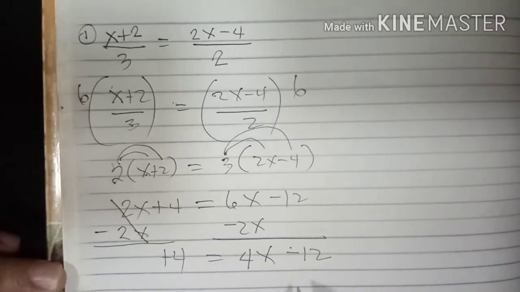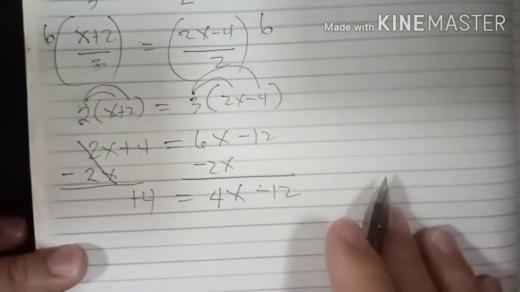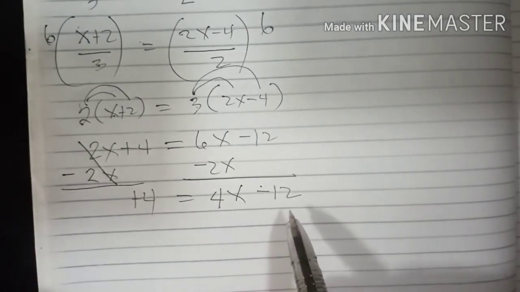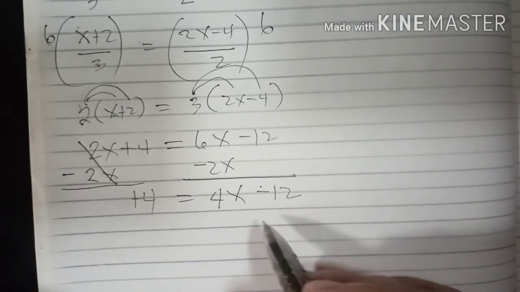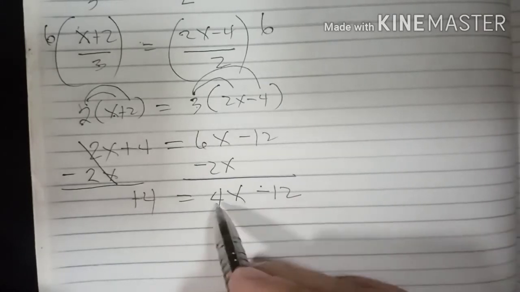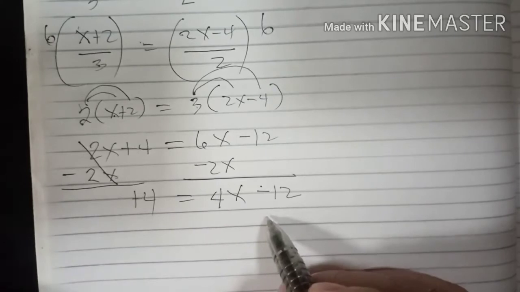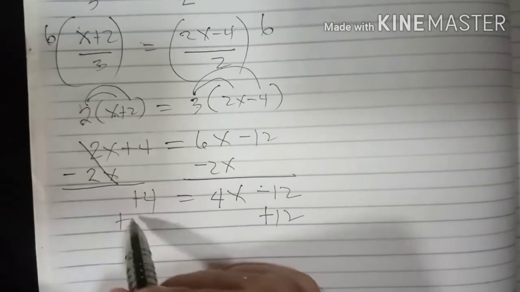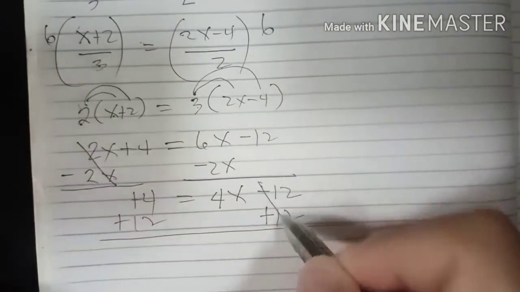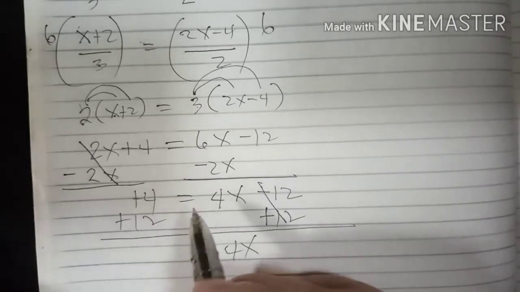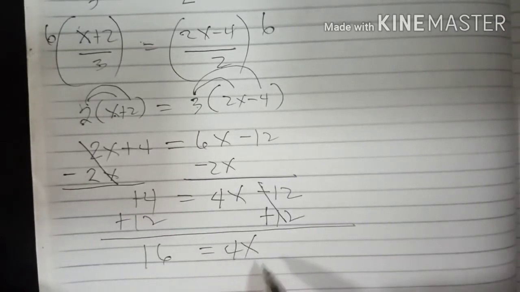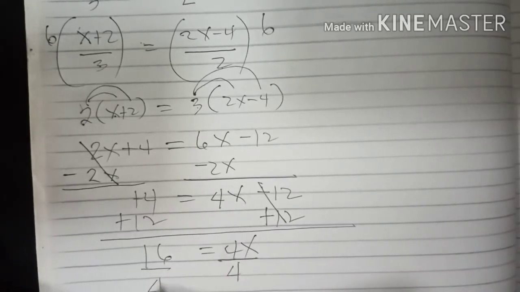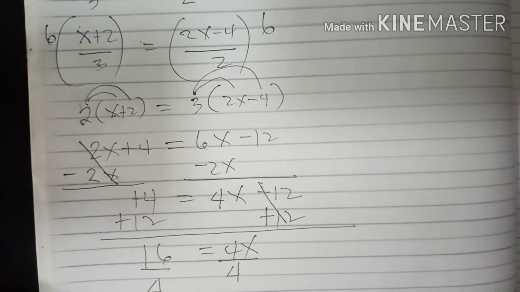Now we could also apply another addition property of equality by adding the same number on both sides. We could eliminate negative 12 so that 4x will be remaining on the right side. We add its opposite, which is positive 12, and add also here positive 12. So that cancels, and this is 4x equals 16. Now by the multiplication property of equality, or we could divide directly by 4. So our value of x is equal to 4.